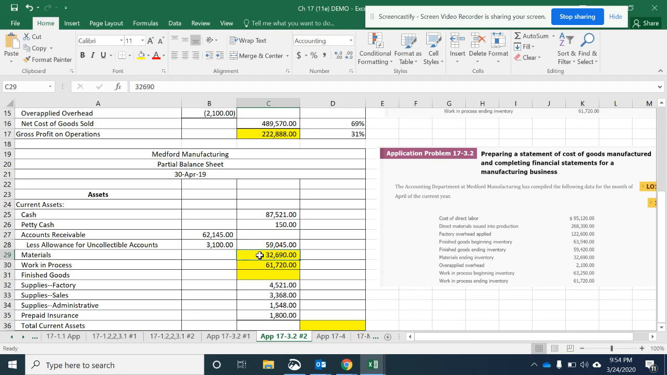So we've got our raw materials. We've got our products that are a work in process. And then we've got our finished goods. So the 3 categories we're going to place in here. And that number is $59,420. All right.